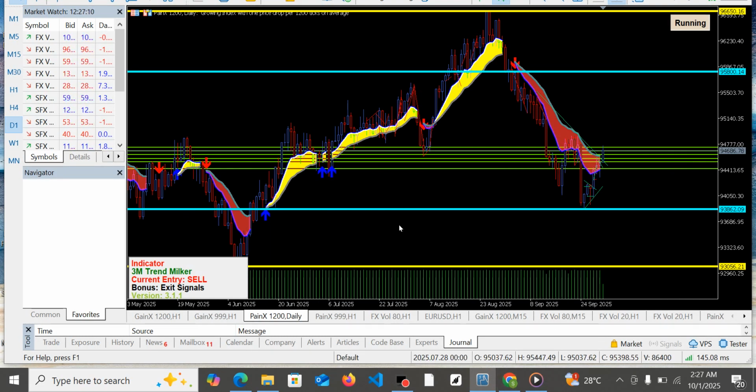So this is an asset called Paynex 1200, and of course I'm on the daily time frame. Right here on the daily time frame, don't mind my setup. I'm having a custom made indicator on it.